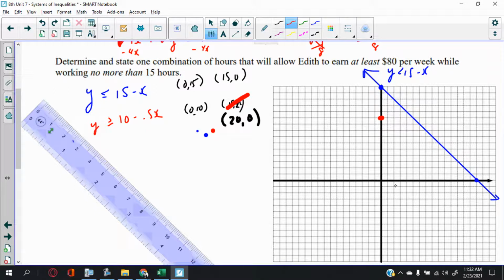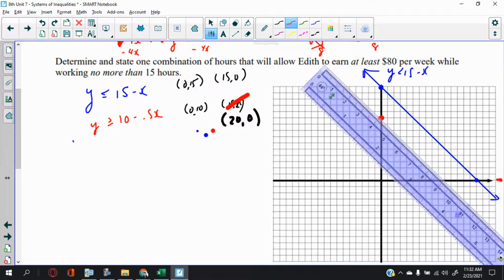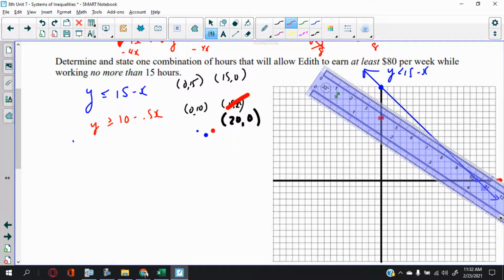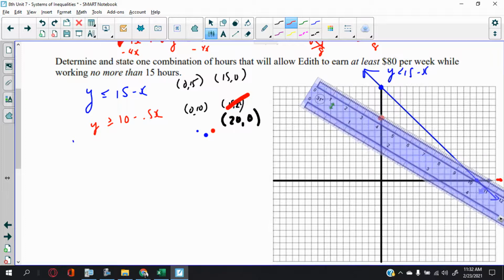Hold on. 1, 2, 3, 4, 5, 6, 7, 8, 9, 10, 11, 12, 13, 14, 15, 16, 17, 18, 19, 20. So somewhere over here. Oh man, I don't like that. I just want to be more precise. All right, somewhere over here. Now, I could do this. I could, because of this.